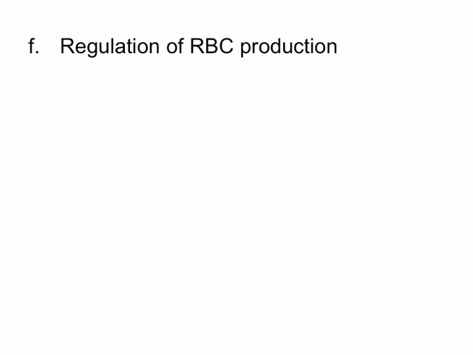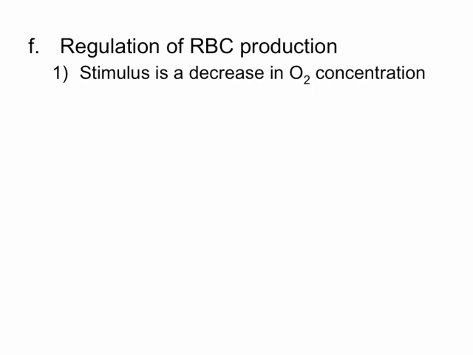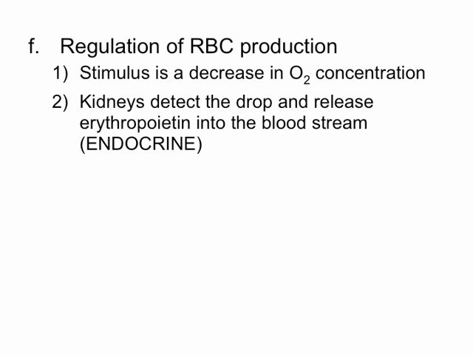All right, now we're going to look at the regulation of red blood cell production. So what determines when you need to make more or less red blood cells? Let's say that our stimulus is a decrease in oxygen concentration, so there's not enough oxygen floating around inside of our bloodstream. Our kidneys are going to detect the drop, and they're going to release a hormone called erythropoietin into the bloodstream. Erythro, again, refers to red, so erythropoietin is this hormone that's going to increase red blood cell production.